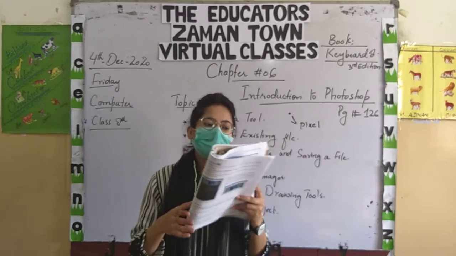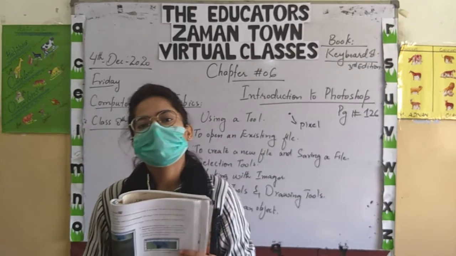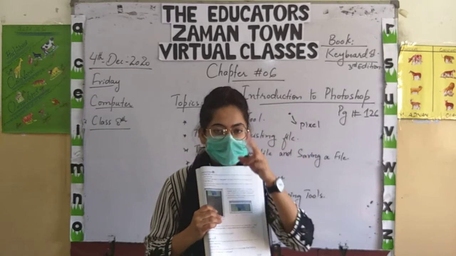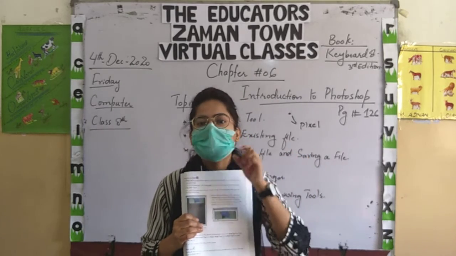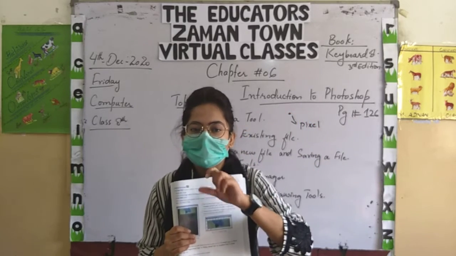Come on page 132, copying a selection to another image. Now we are copying a selection onto another image. Means we have two images on different layers. I am copying the first image and pasting it onto the other one. So how can I do?